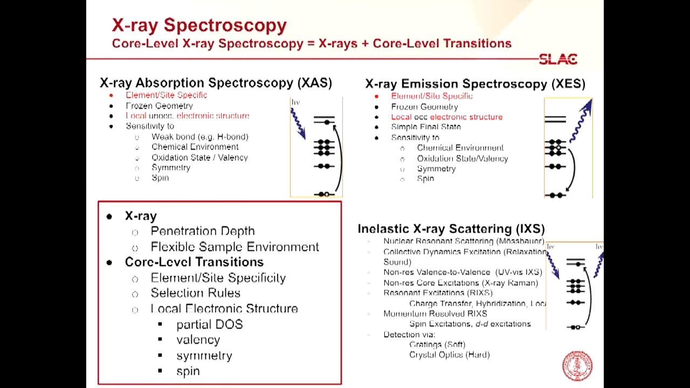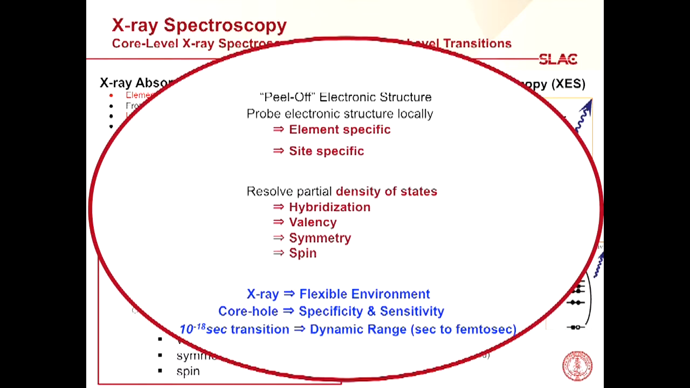Again, it always comes down to core level transitions, which give us element specificity, so we can really probe specific atoms in the presence of a plethora of other atoms that coexist in the sample. They fall under very specific selection rules, and this gives us a lot of tools to explain the density of states that we are practically probing with those techniques. And here again is the summary: element specific, site specific, and practically the partial resolving of density of states that gives us information about hybridization, valency, symmetry, and spin.